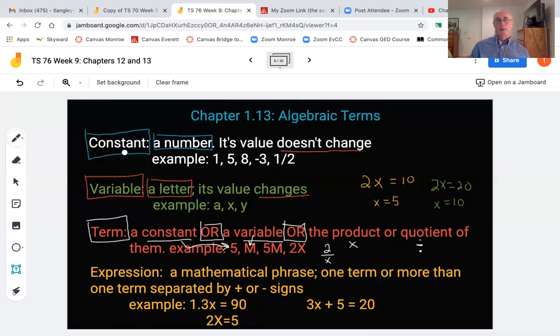So anyway, we've got constants, they're numbers, they don't change. Variables are just letters, another name for letters, and they would change depending on what would solve the equation. Terms are just x's, 5's, 5x's. It's another name for a term.